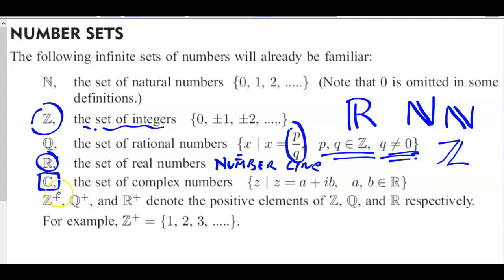Hey, if you write a set with a plus, you're indicating that you want all the elements out of that set that are positive. 0 is not considered a positive number. It's not considered a negative number either. 0 is considered an even number, but it's not considered positive. All right.